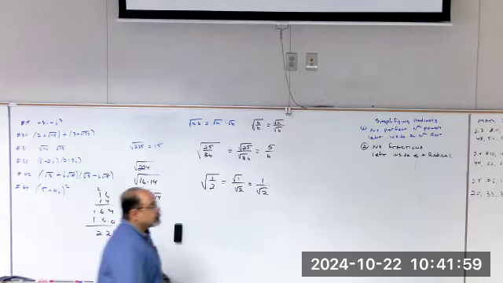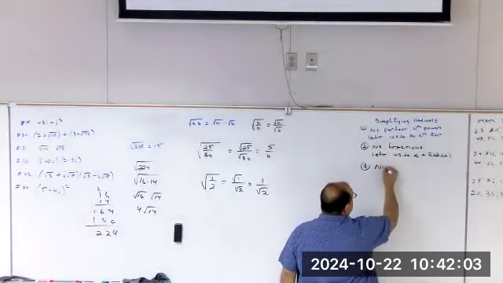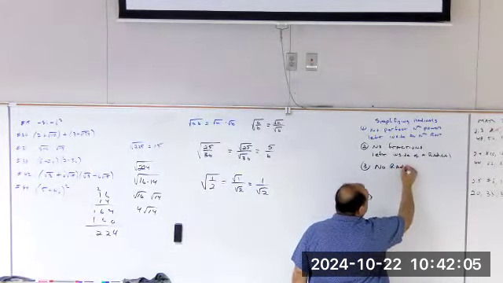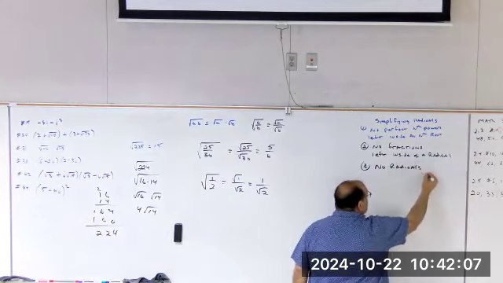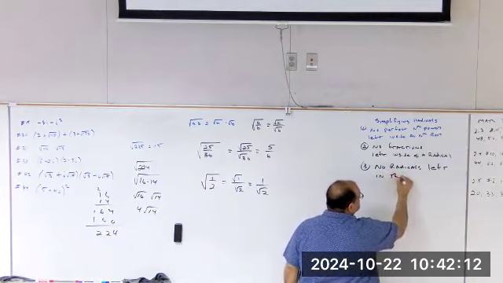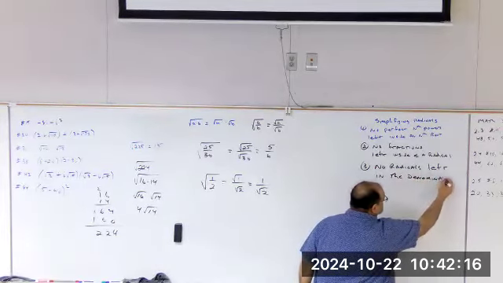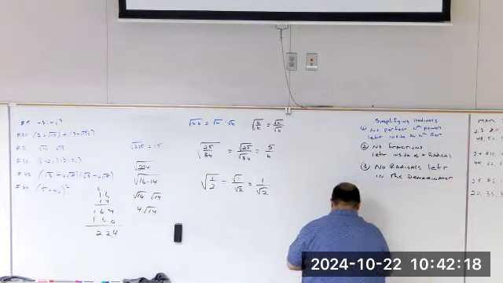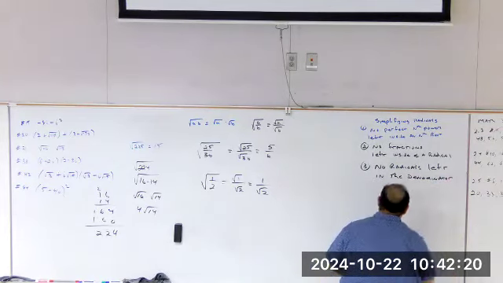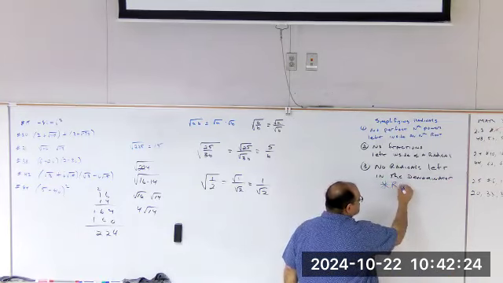But rule 3 says no radicals left in the denominator. So there's a term for that. You have to rationalize the denominator.